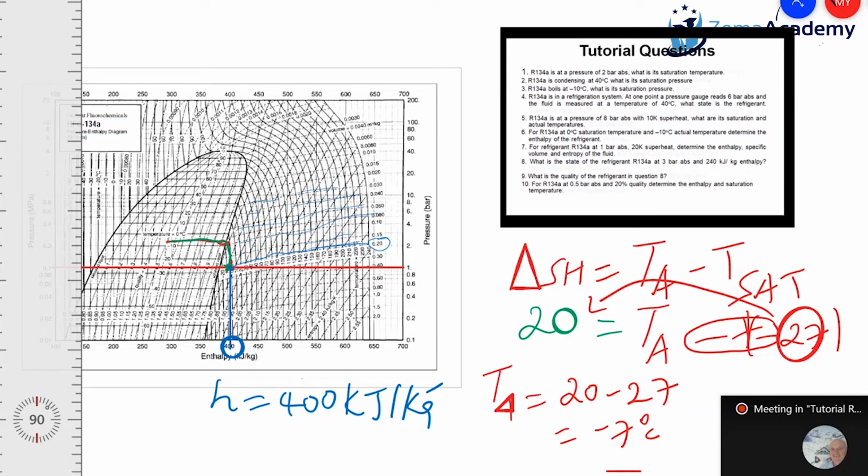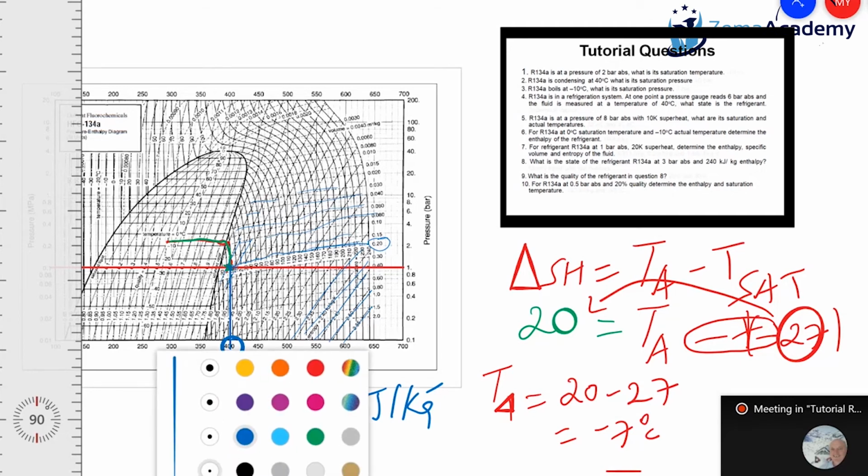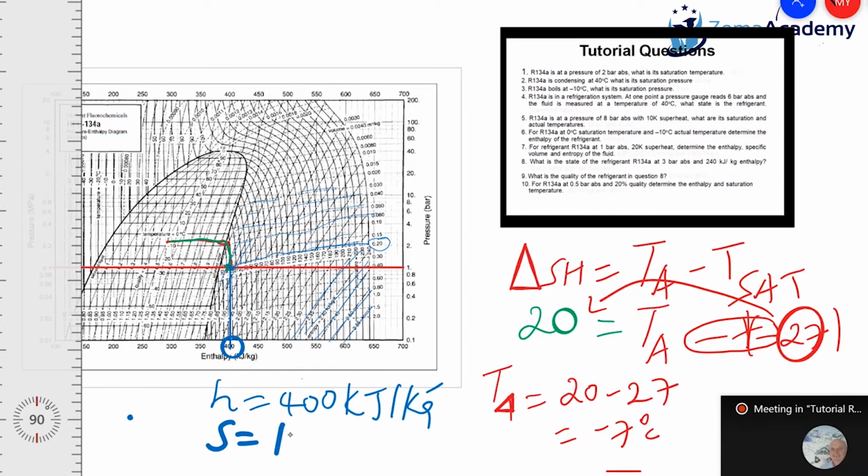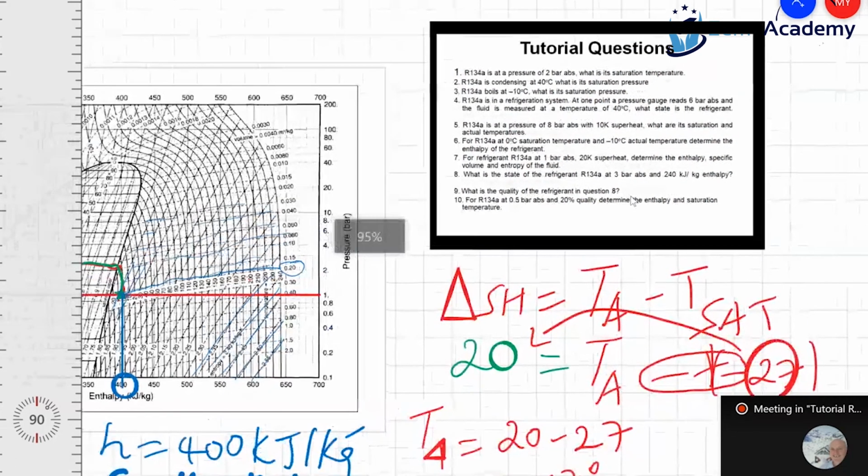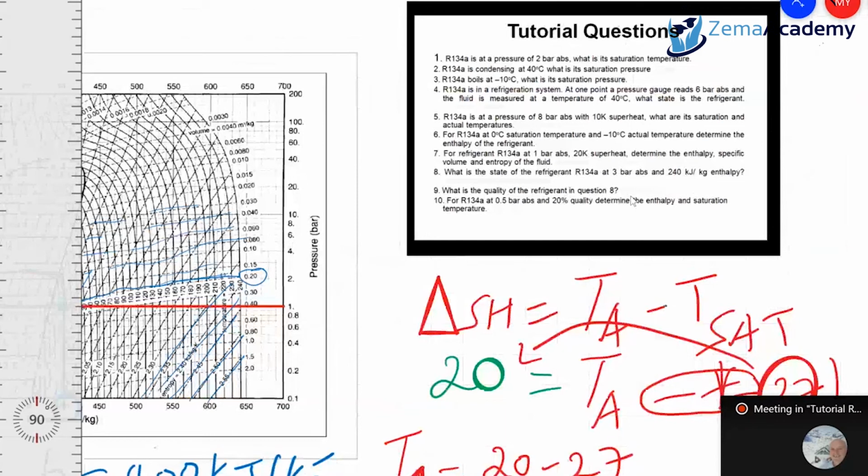And our entropy, again, these are our entropy lines. If you find the closest, the line is between 185 and 180. So if you take the average somewhere here, it'll be 183. So entropy is around 1.83 kilojoules per kilogram Kelvin, and specific volume is around 0.2. They are 400, 0.2, and then 1.83.